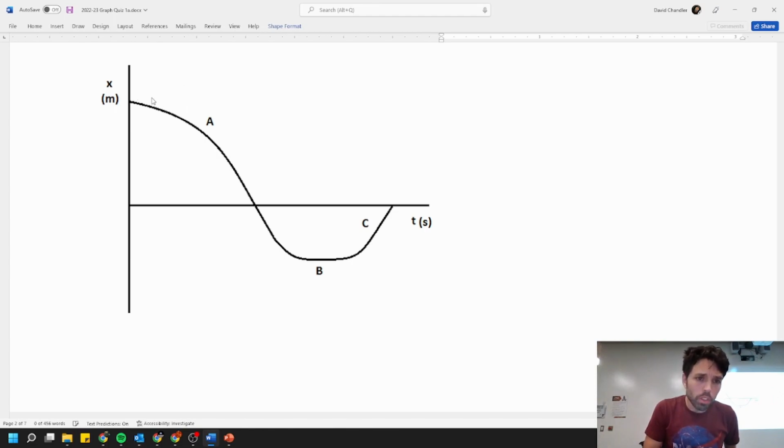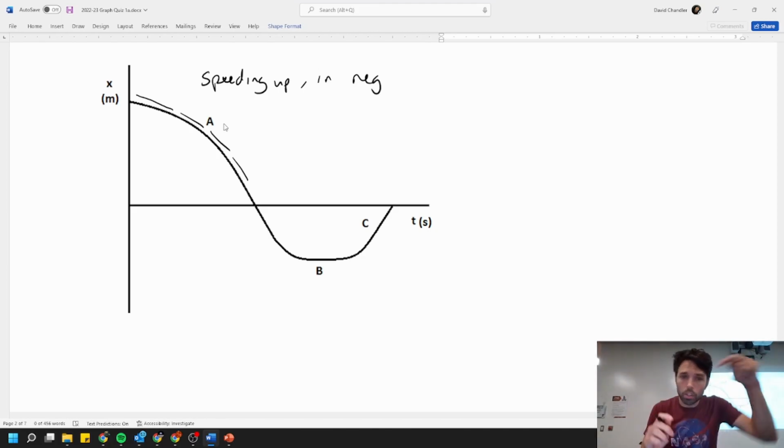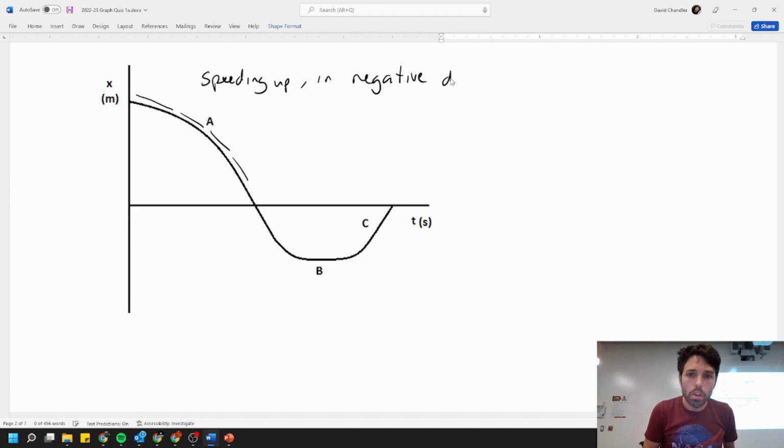What's happening here? Well, the line is getting steeper in the negative direction. You see how the tangent lines are getting more steep? So we are speeding up, getting steeper, so we're speeding up. In what direction? In the negative direction, because the slopes of the line are going down on the graph, which is towards a negative direction. Speeding up in a negative direction.